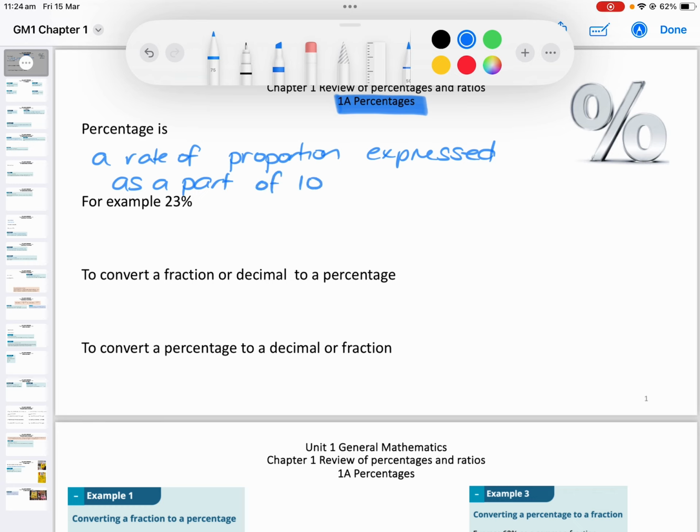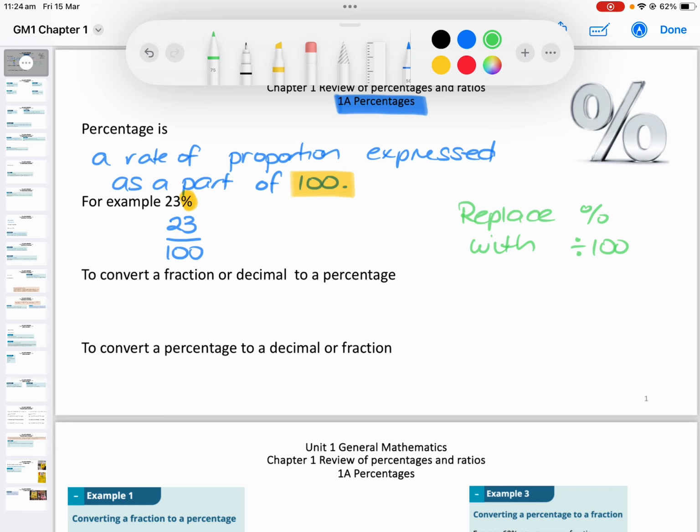Sometimes it's difficult to compare things, like a test score out of 30 or a test score out of 70. What we do is convert to a percentage so that everything feels like it's coming out of 100. For example, something like 23% is 23 out of 100. So we'll replace this percent sign with divide by 100, and if you do that, you can't go wrong. So 23% is 23 out of 100.